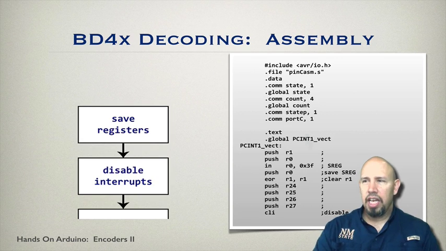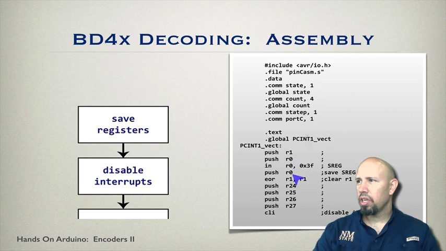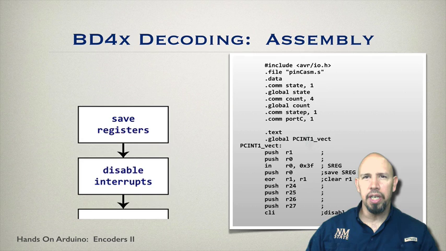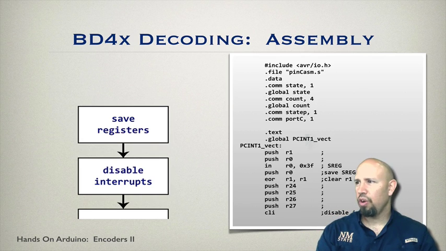Okay, so in our block diagram or flow chart, we're first going to save the registers that we need, and then we're going to disable interrupts. So here's what we're doing. We're going to push R1 and R0. Then we're going to take the status register and put it into R0 and push that. Then we're going to clear R1, since exclusive OR of R1 with itself basically clears R1. In general we often assume that R1 is 0, but here we actually explicitly make it so.